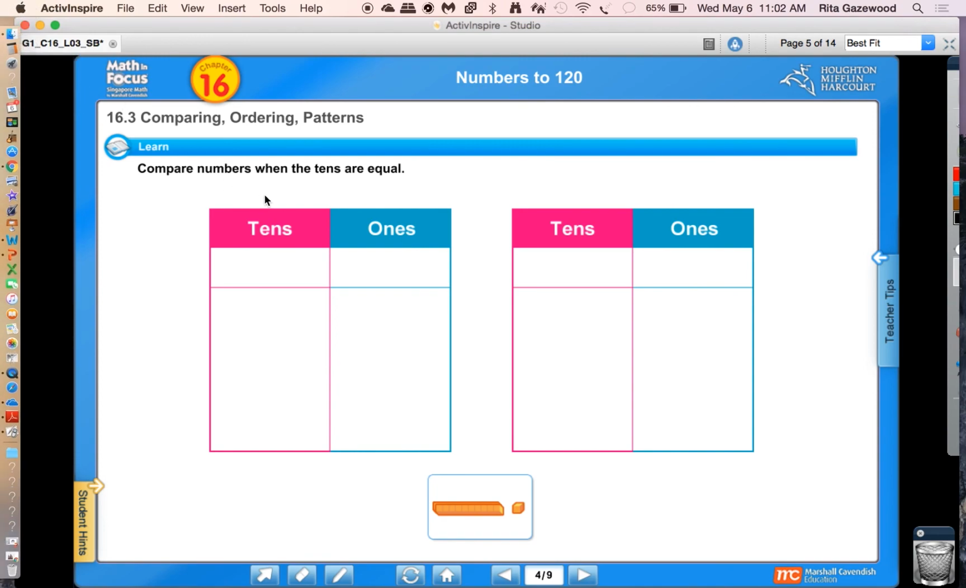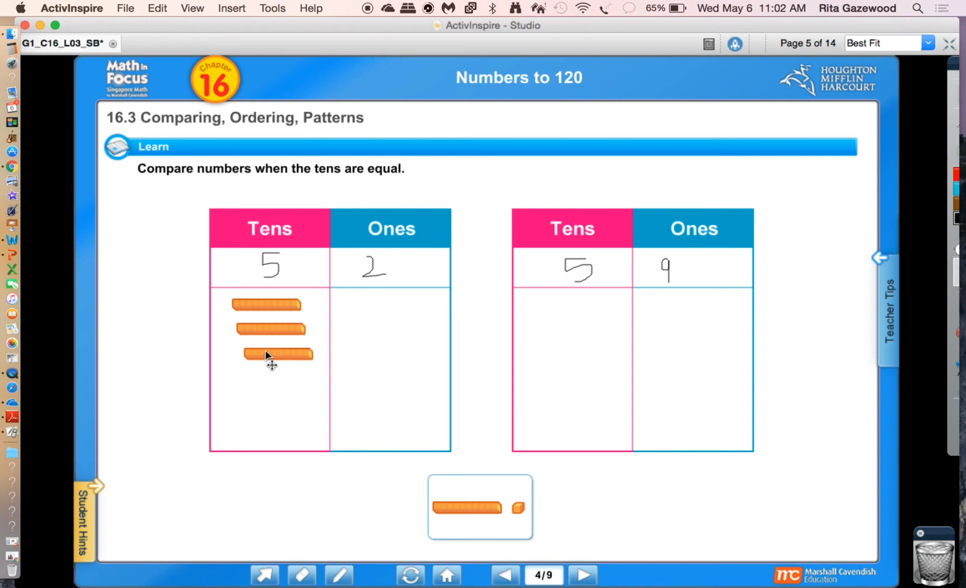Now we're going to compare numbers when the tens are equal. So that means they have the same number of tens. So let's come up with a couple of problems that have the same number of tens. So how about 52 and 59? So I'm going to model that using my base 10 blocks. So how many tens will I need? That's right, 5.